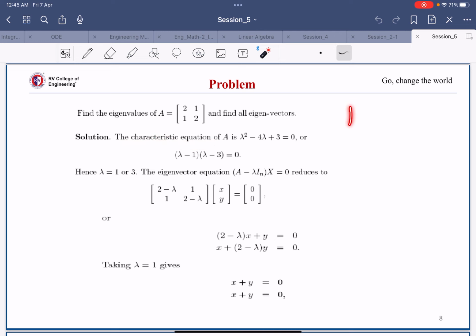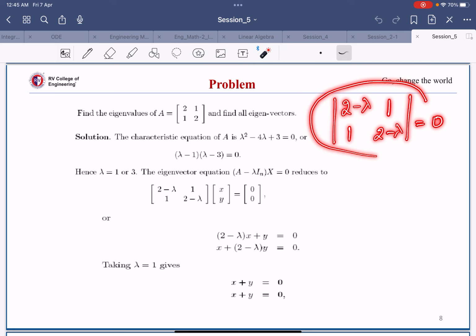How do we obtain the characteristic equation? As I mentioned, determinant of A minus lambda I equal to 0 gives the characteristic equation. Or we have a shortcut. Instead of doing all these steps, we write |2 minus lambda, 1; 1, 2 minus lambda| equal to 0. So if we expand this determinant and equate it to 0, we get the characteristic equation.